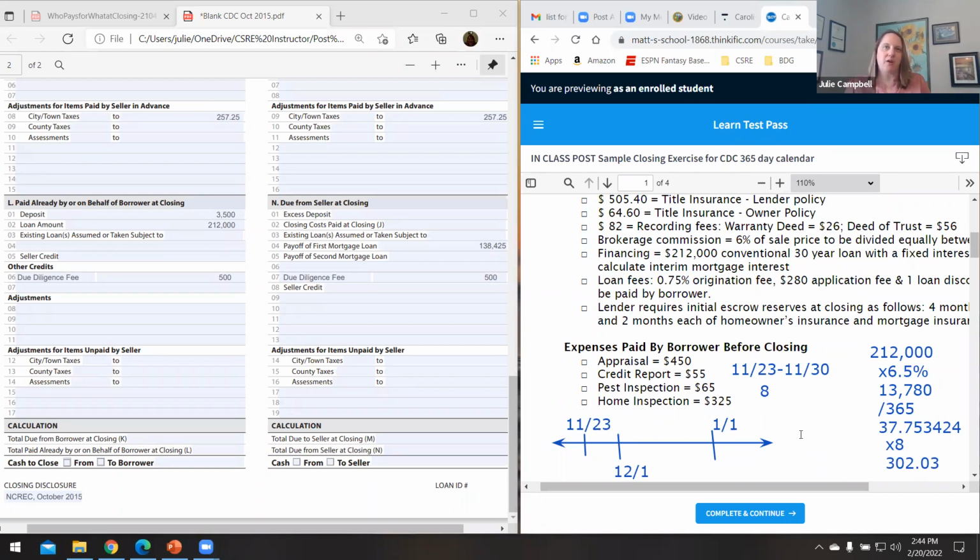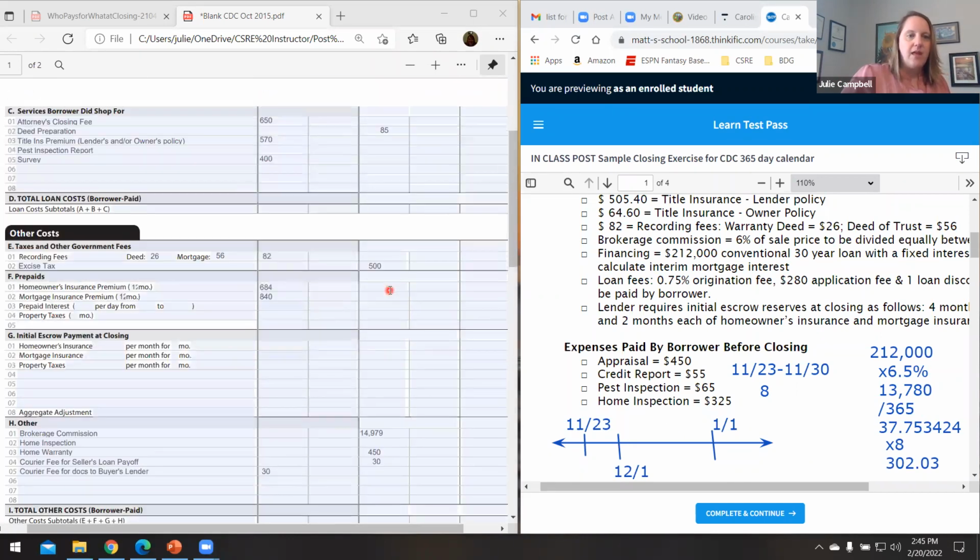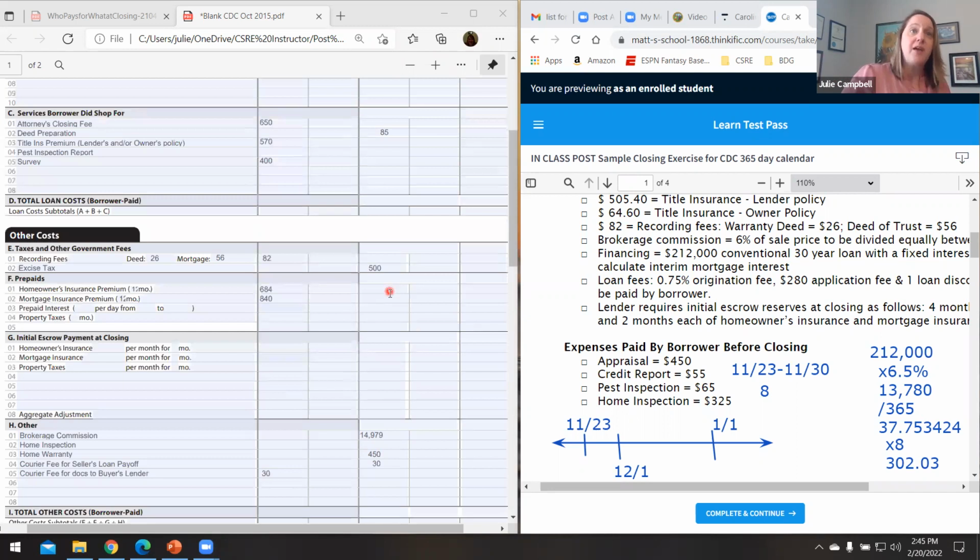Interim interest is just the borrower getting caught up on their interest payment, the day of closing to the end of that month. So that 302.03, I'm going to go back up to page 1. It's another prepaid because they're prepaying interest. When they pay that 302.03 today, they're paid through November. So it's prepaid under F.